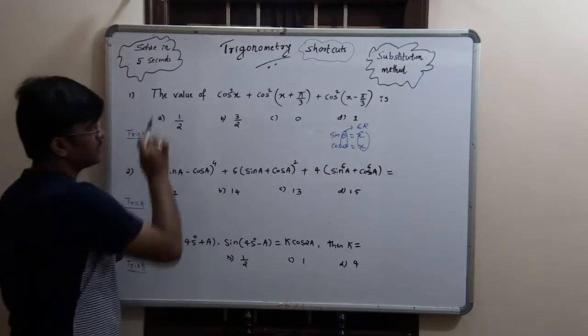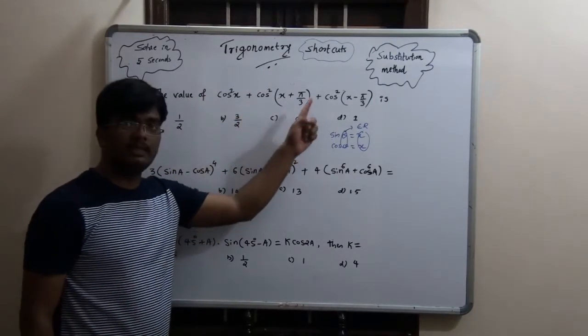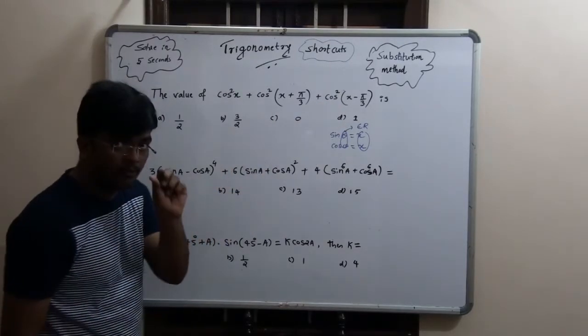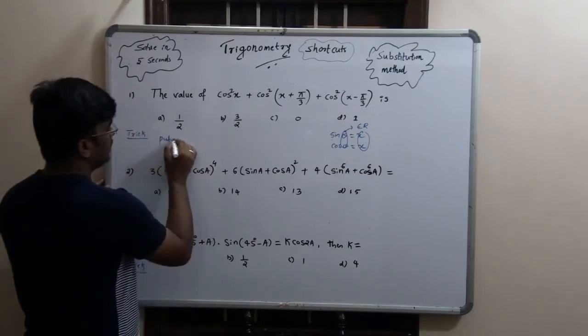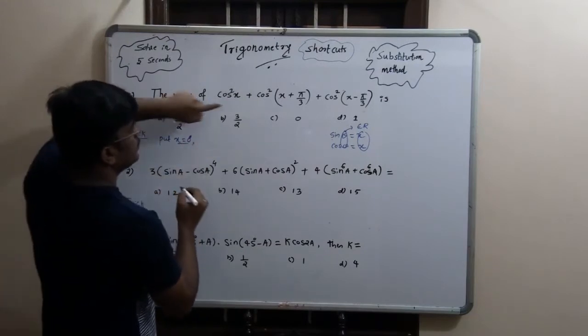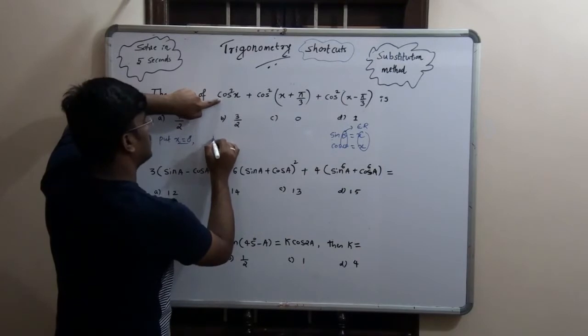In the first question, the value of cos square x plus cos square of x plus pi by 3 plus cos square of x minus pi by 3. So I will take one of the real numbers for x, the domain. Put x is equal to 0 degree. What will happen here? So x is 0, so cos square 0. Cos 0 value is 1. 1 square value is 1.